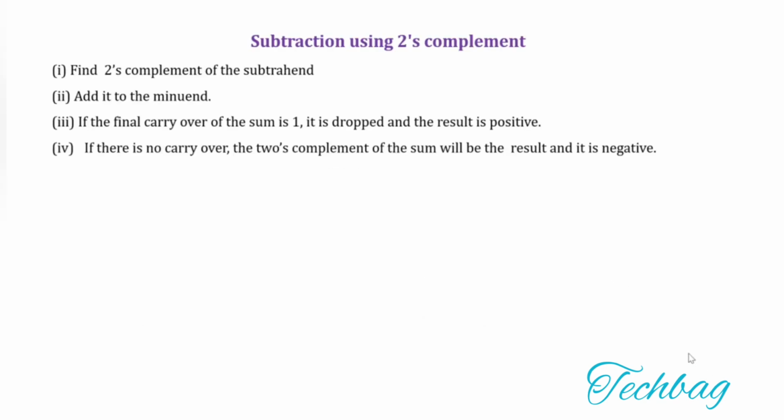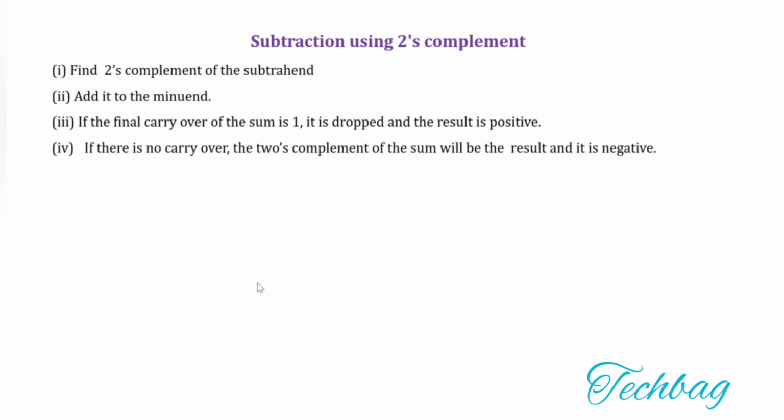Next we will see subtraction using 2's complement. The procedure is same as 1's complement. First, take the 2's complement of the subtrahend. Add it with the minuend. If you have any end carry, then discard it, and your result is positive. If there is no carry, take the 2's complement of the result and the result is negative.